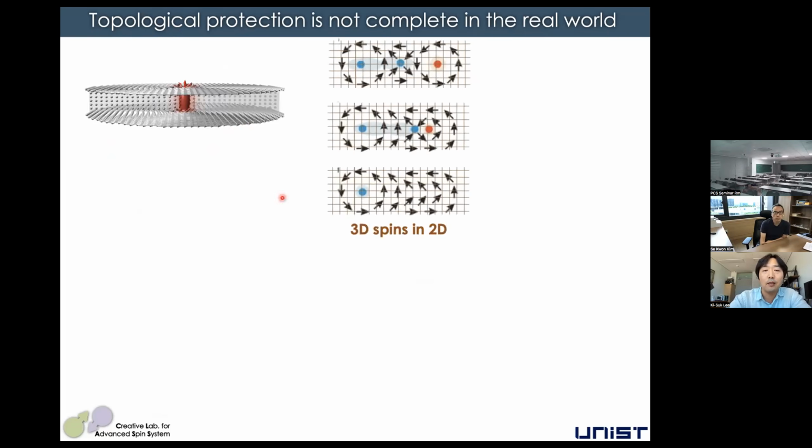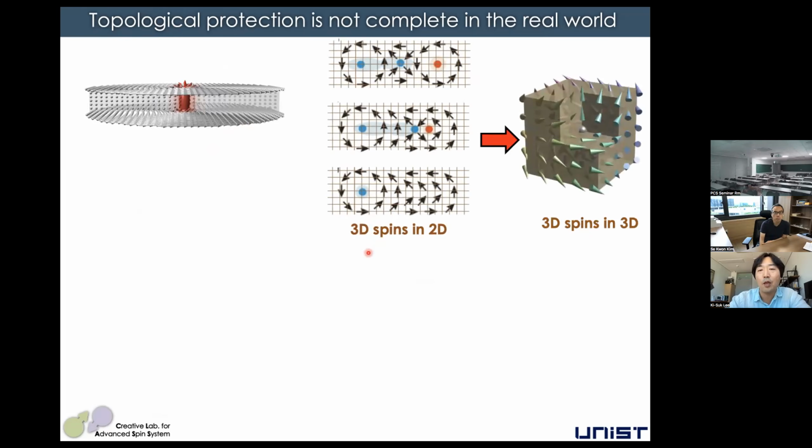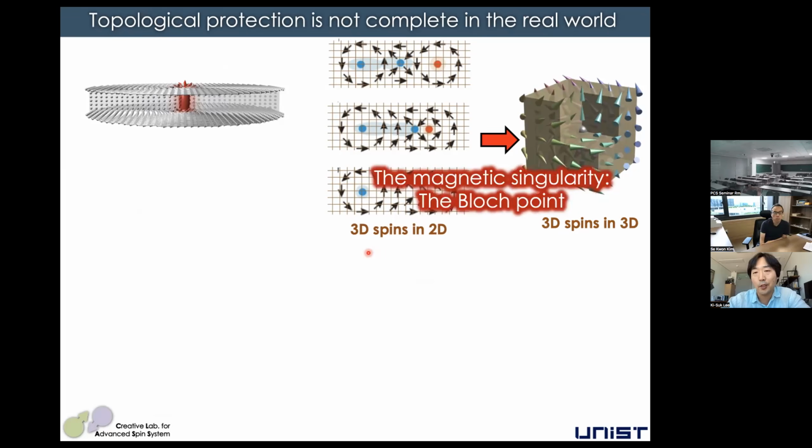So here, this explanation is based on 3D spins in a 2D system. But if we think about 3D spins in 3D systems, to solve this problem, we have to adopt a new three-dimensional, unique singularity, which we call the Bloch point. Okay, so to solve this problem for 3D spins in a 3D system, we have to know about the magnetic singularity.